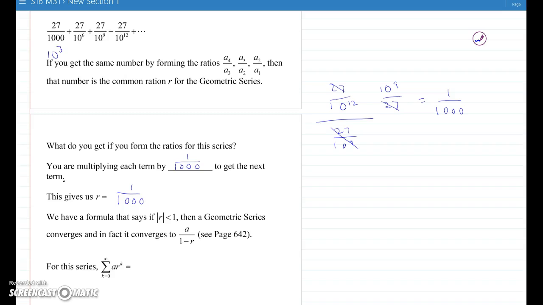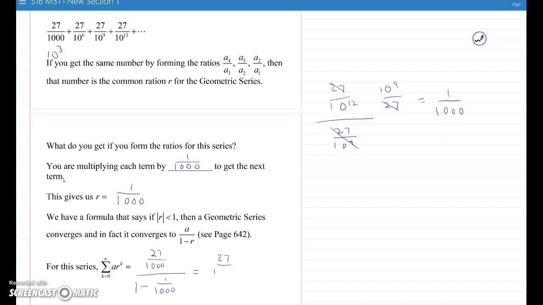And you can either do this in decimals or fractions, but in the end we want a fraction answer, so you may as well work in fractions. So we have a formula from this section that says if the absolute value of R is smaller than 1, then your geometric series converges. So clearly this R is much smaller than 1. So in fact, this geometric series converges to A, which is the first term, over 1 minus R, the common ratio. So A is our first term. So our first term is 27 over 1,000, over 1 minus R, where R is 1 over 1,000.